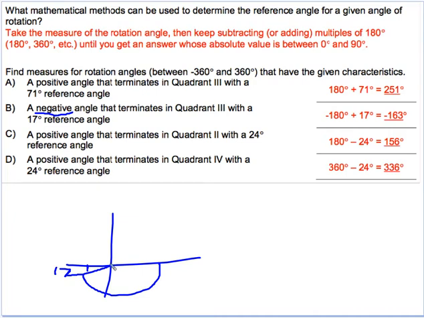Quadrant 2, positive angle with 24 as a reference angle. So this is 24, and you need to find what this is. So 180 minus 24. Quadrant 4, with a reference angle of 24 degrees. So again, back this way, notice I'm always going towards the x-axis. This is 24 degrees. And I still want a positive angle, so I'm going to take 360, because if I kept on going, I would have a full circle at 360, and then minus 24 gives me 336 degrees.